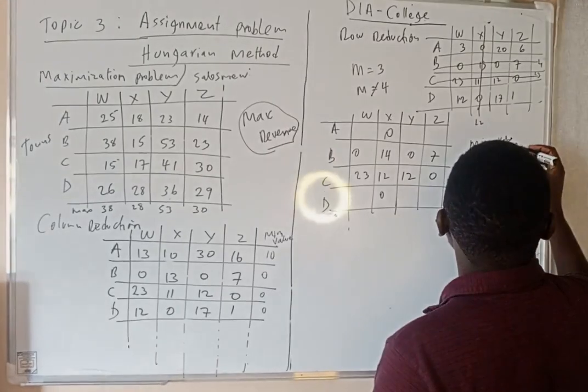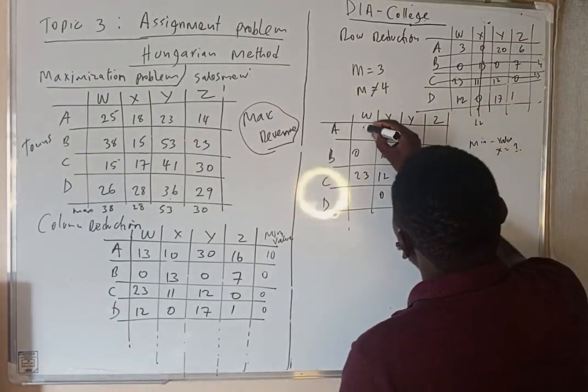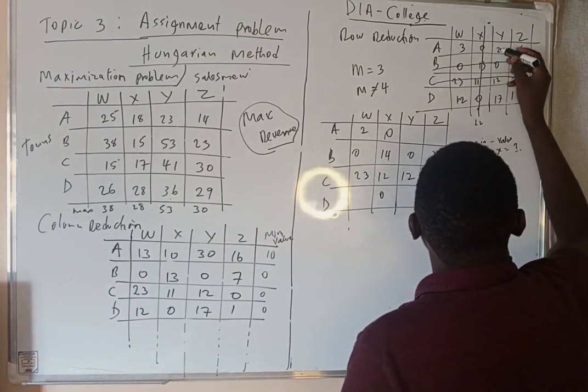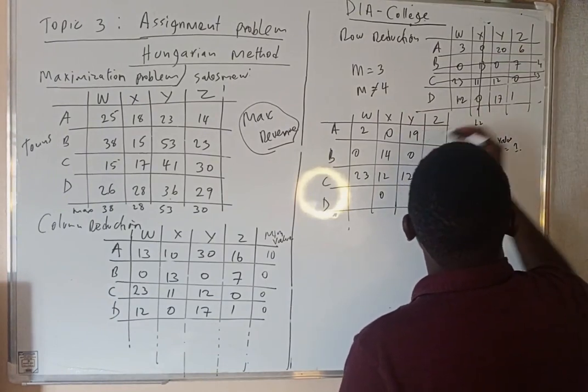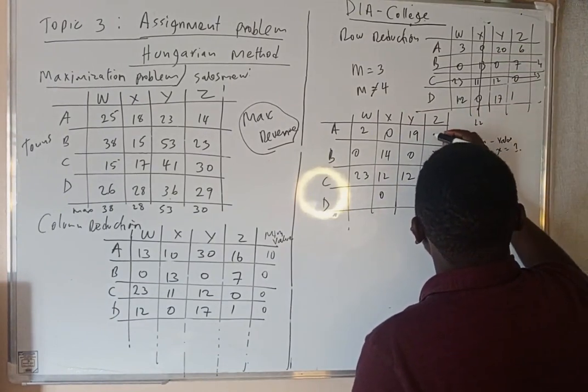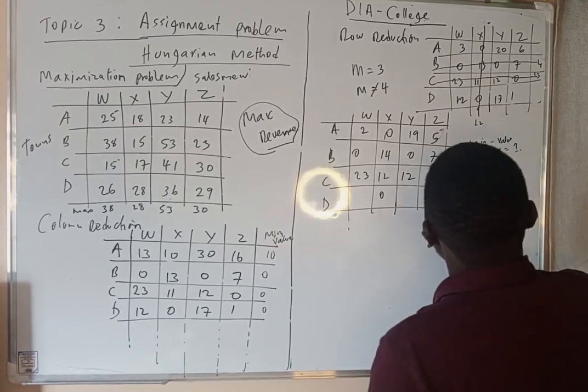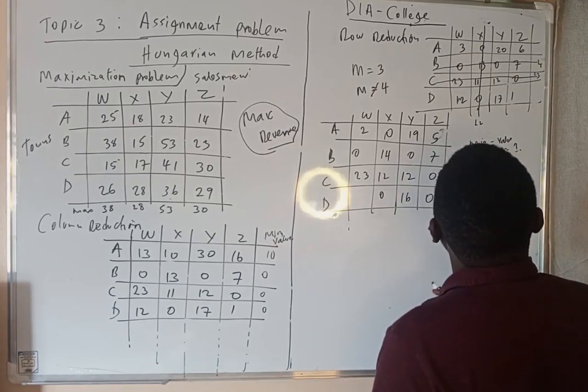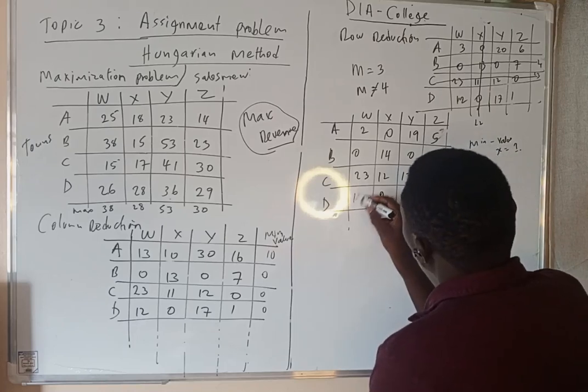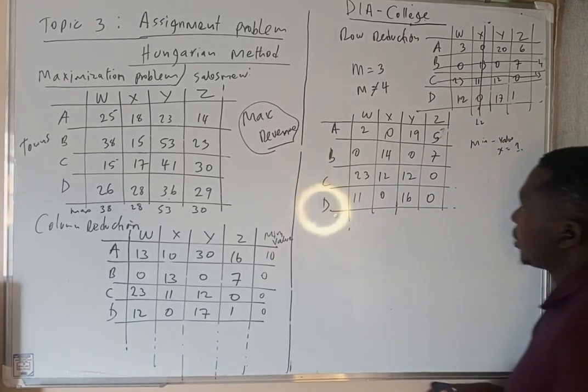Now for the values which were not covered, we subtract the minimum value, which is 1. So I have 3 minus 1, I'll have 2. Here I have 20 minus 1, I have 19. 6 minus 1, I'll have 5. Then 1 minus 1 here, 0. 17 minus 1 gives me 16. 12 minus 1 gives me 11. So that's my new matrix.